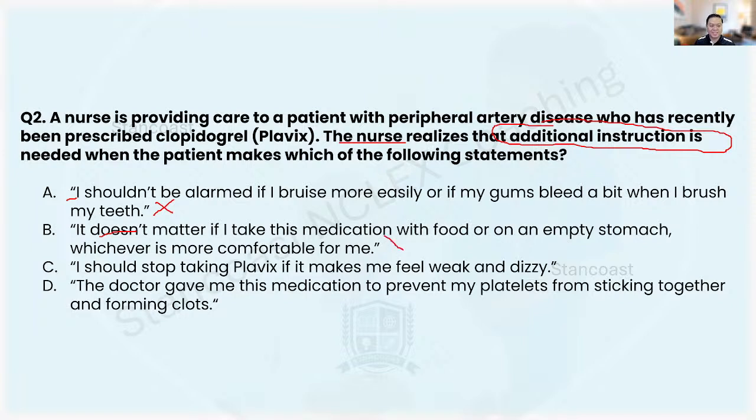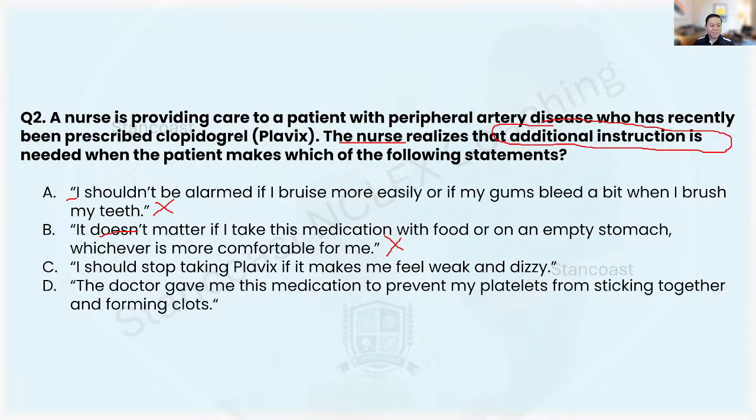No, because this is correct. It doesn't matter because you can either take the clopidogrel or Plavix with food or without food, okay? So we're not going to select that. Like I've said in the past session we had, the food will not aid in the digestion. However, you might be able to assist the patient to relieve their epigastric pain if you're going to provide the medication with some food in order to at least lessen the gastric irritation. But again, it doesn't really matter. It doesn't lead to less absorption or more absorption.